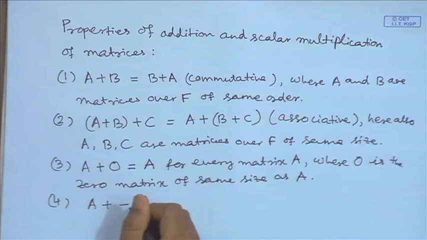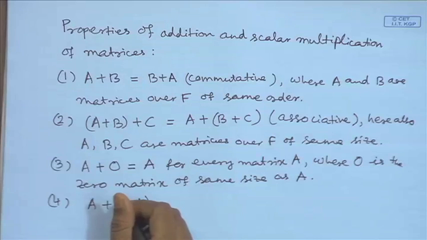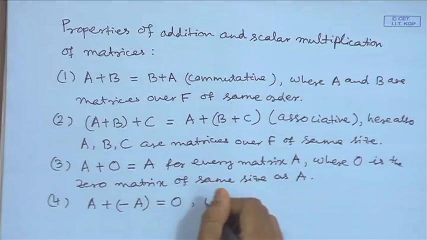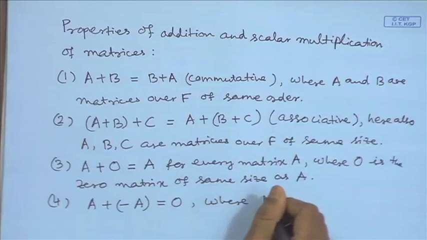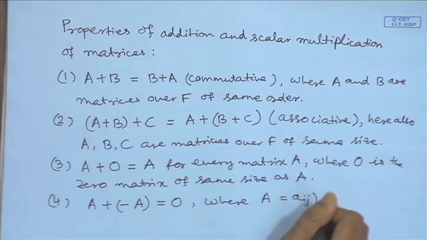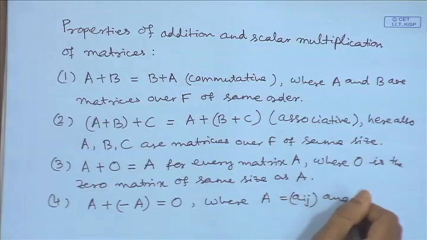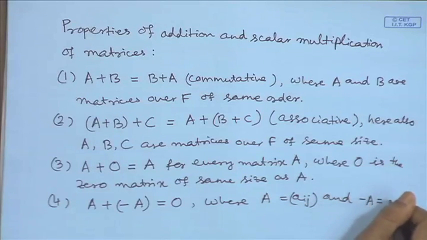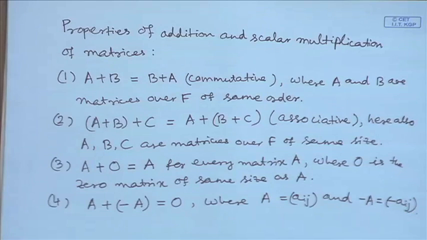So the fourth property is that we can also have the negative of a matrix, that A plus minus A is equal to 0. So where A is Aij implies minus A is equal to minus Aij.